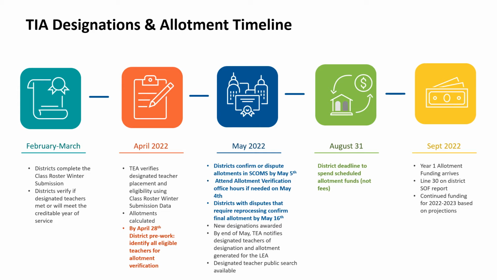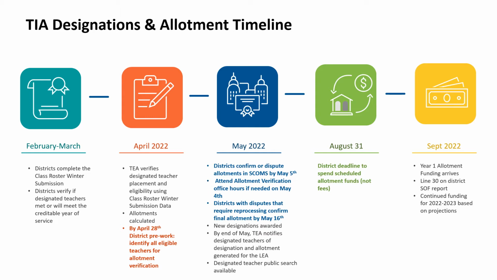In February and March, districts completed the class roster winter submission. They also verified if designated teachers met or will have met the creditable year of service by the end of the 21-22 school year. In April, TEA will verify designated teacher placement and eligibility using the class roster winter submission data. Allotments will be calculated using each designated teacher's campus of employment at the time of class roster winter submission. By April 28th, districts should identify all eligible teachers for allotment verification.